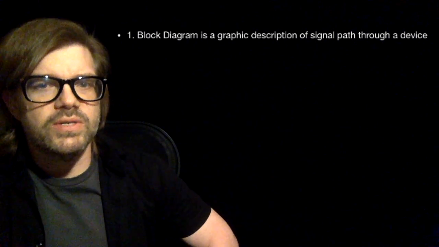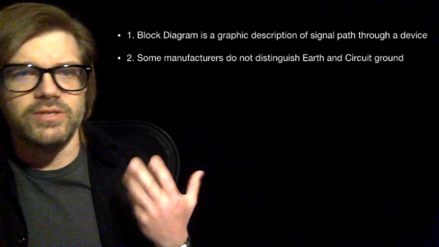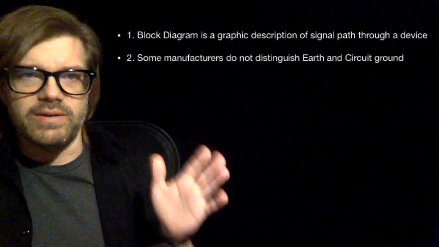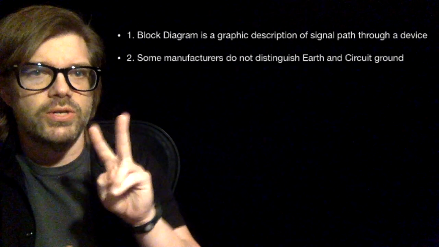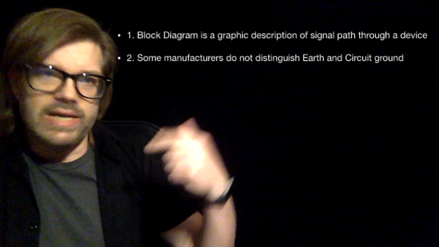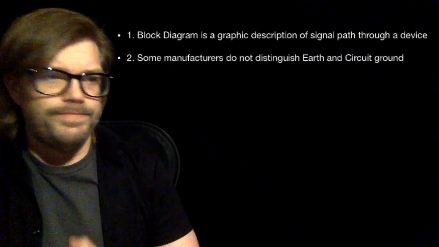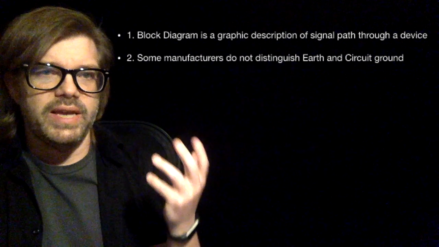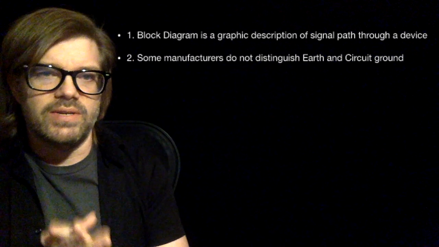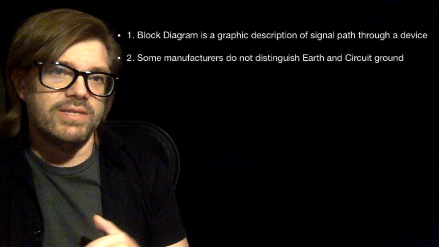Number 2, some manufacturers do not distinguish between earth and circuit ground. We're going to have a different chapter where we talk about ground a whole lot. And there are 2 basic grounds that you care about, whether it's actually going all the way to the ground, to the earth, or if it's just some point inside of the device. And there are some manufacturers who don't make a distinction. They just say this is the path that goes to ground.